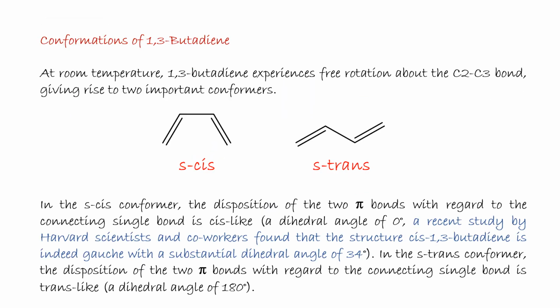Conformation of 1,3-butadiene. We can have that structure in two forms, with a single bond here and a single bond here. Rotation about this single bond gives s-cis, where the dihedral angle between the two double bonds is 0, and s-trans, where the dihedral angle between the two double bonds is 180 degrees.